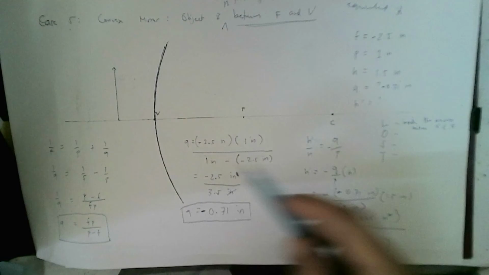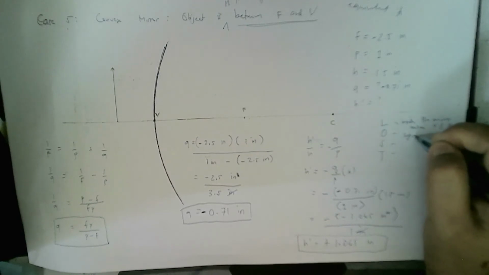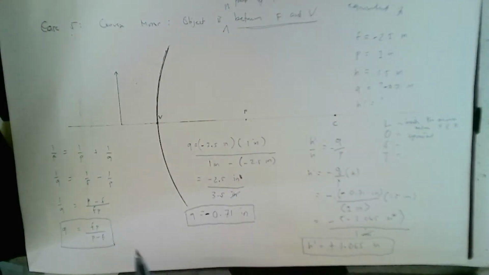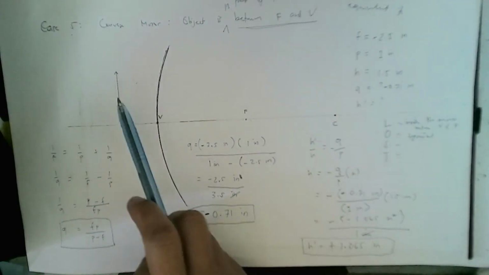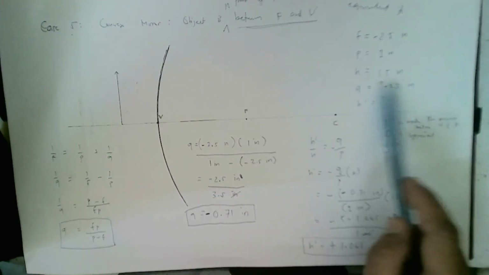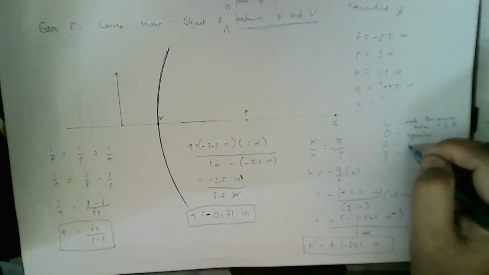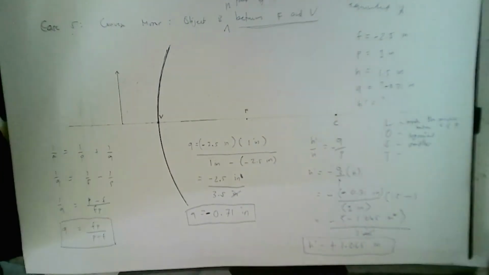Okay. Then what is the orientation? Well, I'll just look at the height. The sign is positive. So it must be upright. How about the size? Well, I compare the original height, which is 1.5, to the height now, which is 1.065. So it should be smaller.